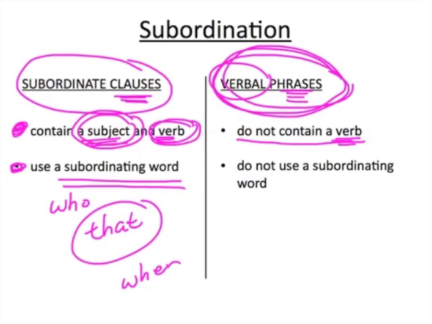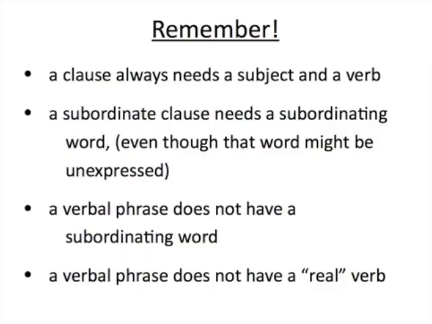Remember, too, that verbal phrases do not have a subordinating word, like a that, or a who, or a which, or a when. Okay, so remember, clauses have to have a subject and a verb. Verbal phrases do not have a verb. They might have a subject, but they won't have a verb, and they don't use a subordinating word. Of course, always be aware that there might be some crazy exception to anything I say on this, but in general, okay? I know I'm beating this to death, but okay.